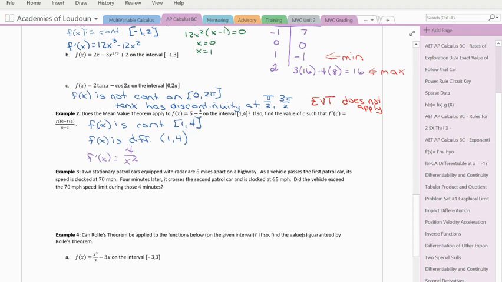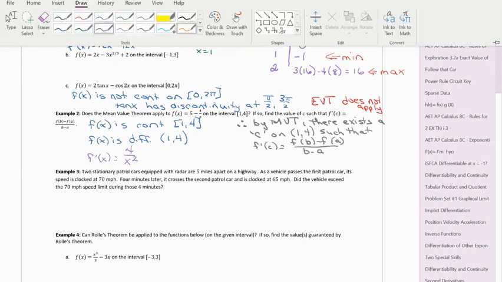So we have f prime of x is going to be 4 over x squared. So we know that, therefore, by MVT, there exists a c on 1 to 4 such that f prime of c is equal to f of b minus f of a all over b minus a.